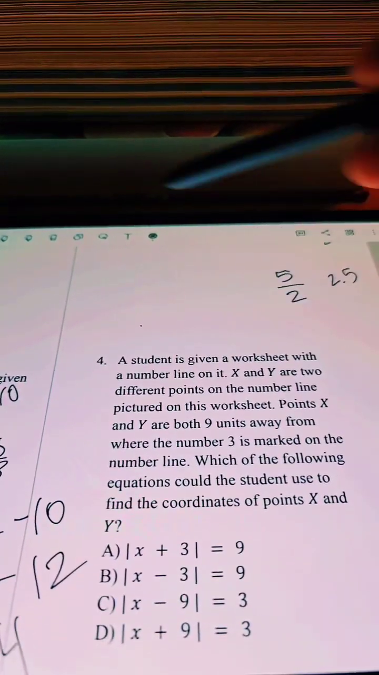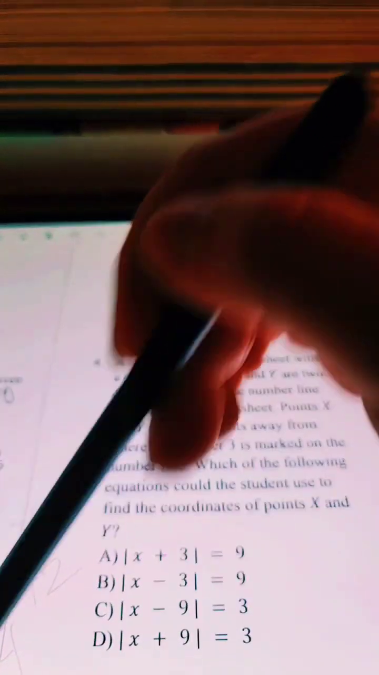Okay, so let me erase this so it doesn't get in the way. Over here.